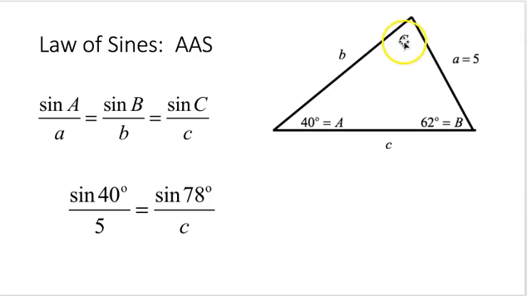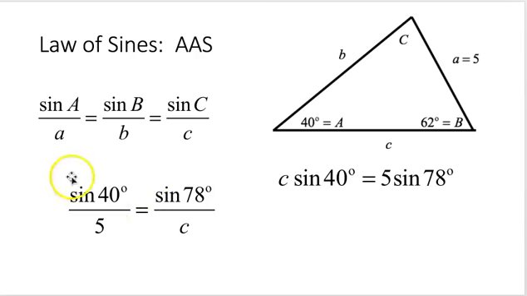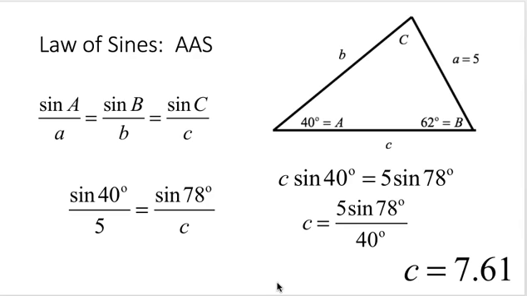So once we know that angle C is 78 degrees, we can say then that sine 40 over 5, sine A over a, equals sine 78, which is sine C over little c. Same way, c times sine 40 is 5 times sine 78. So the exact answer here for little c is 5 times sine 78 over sine 40 degrees. And of course, big C is 78 degrees. The approximated value for little c is 7.61.